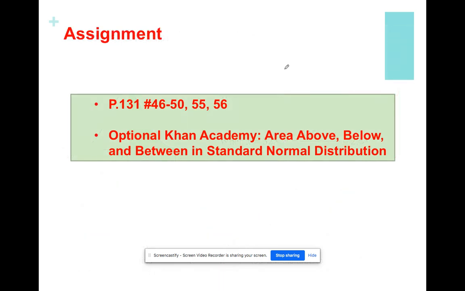Okay, so here's the assignment, if you guys want to take a minute to write that down. And then I do want to show you table A in its entirety, and then I also want to show you the graphing calculator.